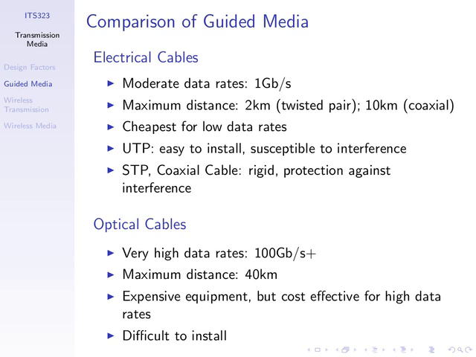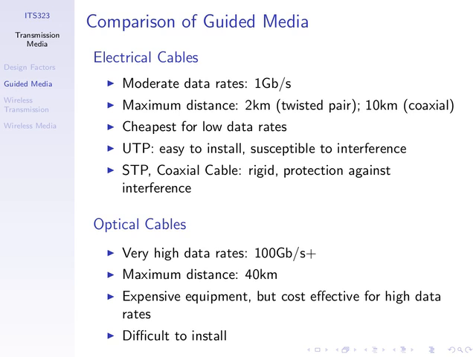Electrical cables for low data rates are generally cheaper, because with optical cables the transmission equipment, the repeaters, are more expensive. To deal with the frequencies and to generate the signals, the equipment is more expensive. But if we want to transmit at a high data rate, what option do we have?